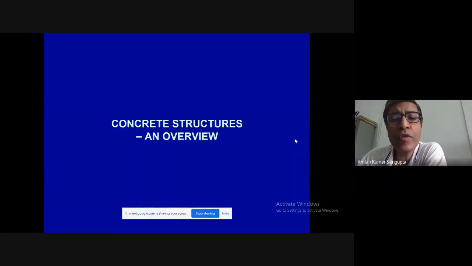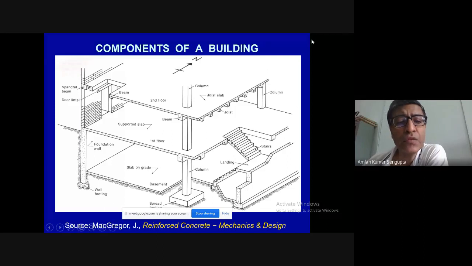Next, I am giving an overview of concrete structures for you to get a feel of what is meant by a structure and what are the different members. This figure from the book by Professor McGregor gives an idea about a building structure.